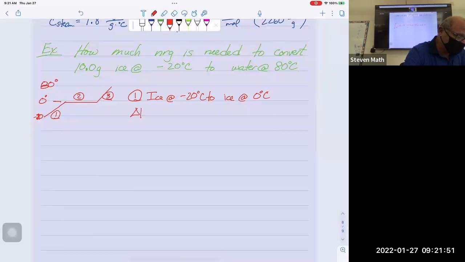So delta H in that case. Oh my gosh, we're back to thermo. M, C, delta T. Yay.